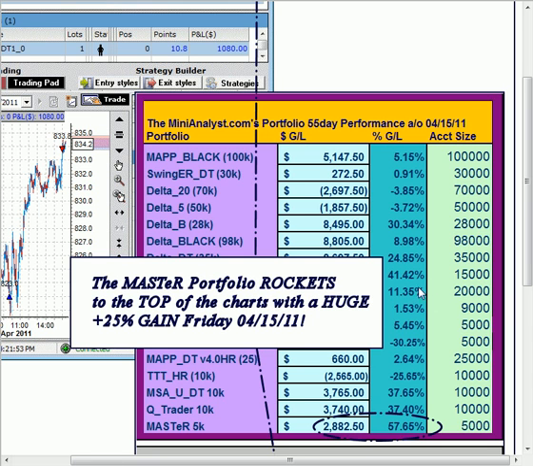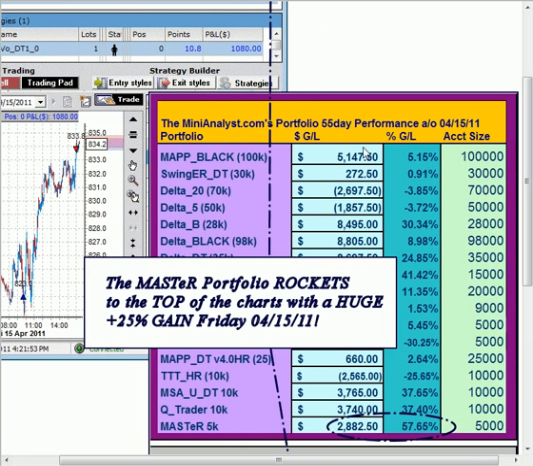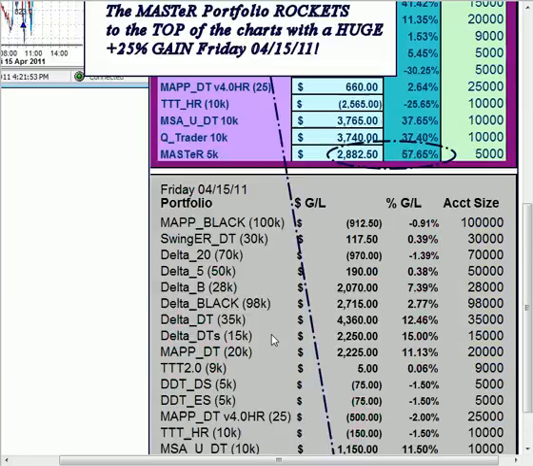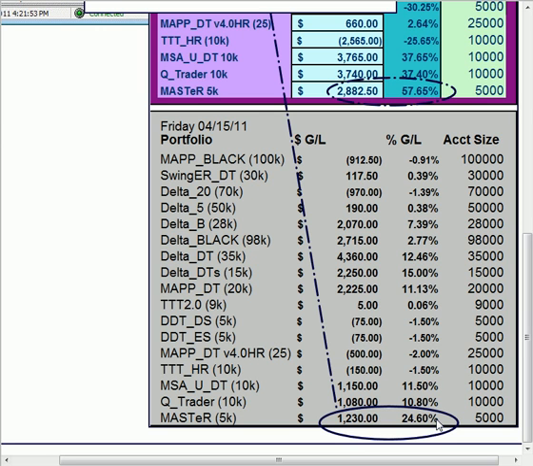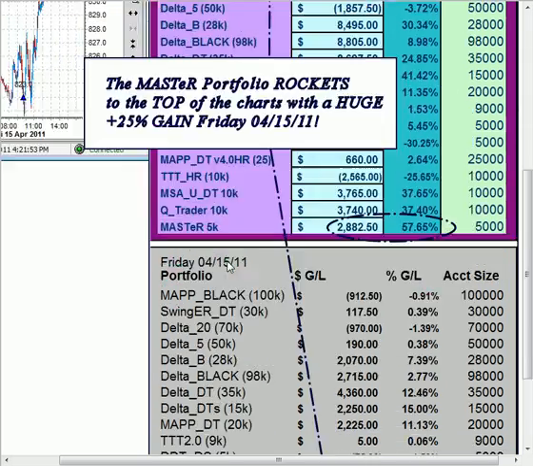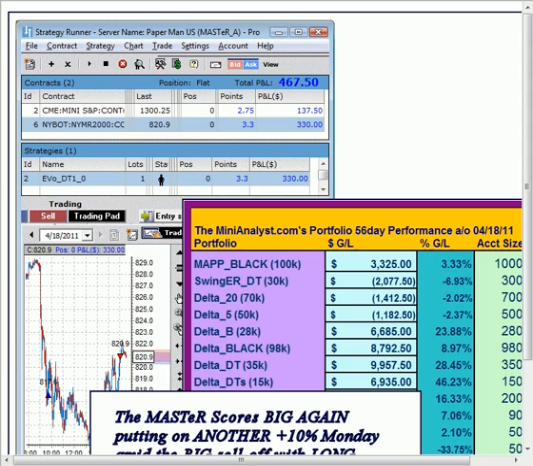No, MAPDT is up 11%. That's the Delta DTS, the new Delta DTS, actually, with some of our newer trading models. Again, performing very well, considering it's less than 60 days. $1,230, 25% was the gain on Friday. That was actually Friday before the big hoo-ha. But there you have right here.